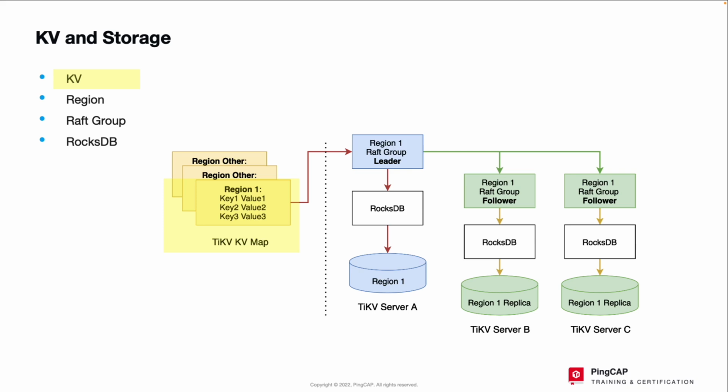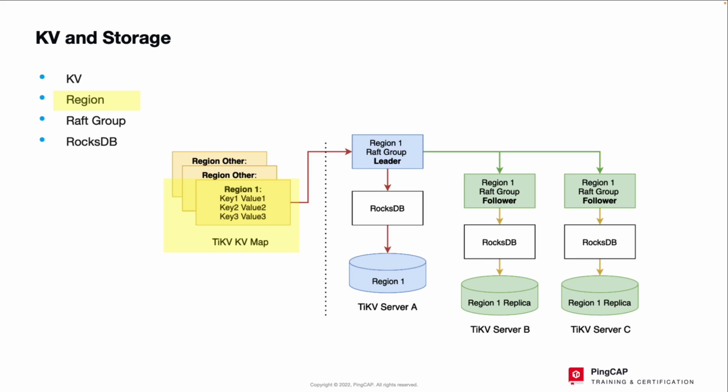TiKV divides the entire KV space into many segments according to the key range. Each segment is a series of consecutive keys. A region has several segments. The default size of one region is 96 megabytes. Each region can be described as the start key and end key with left closed and right open interval.